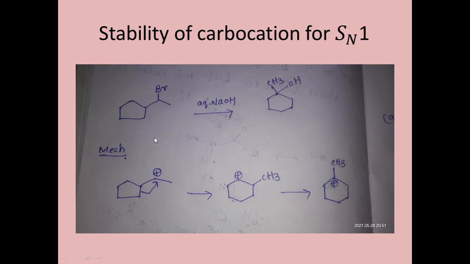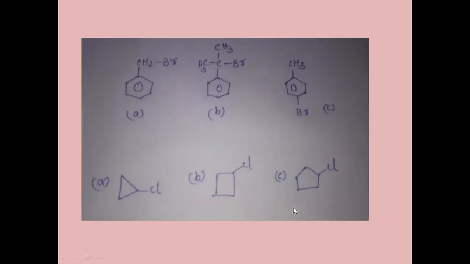Now this one. Here also rearrangement takes place. After removal of the leaving group bromine, the 5-membered ring has become a 6-membered ring, and then we got this carbocation, which is a stable carbocation, right? So this is also SN1. Now if you see here, the stability of carbocation order is B, A, and then C.